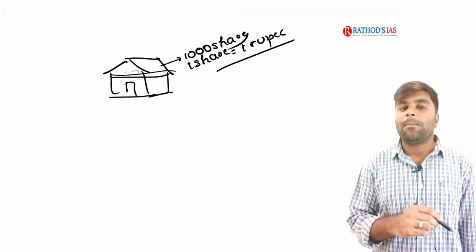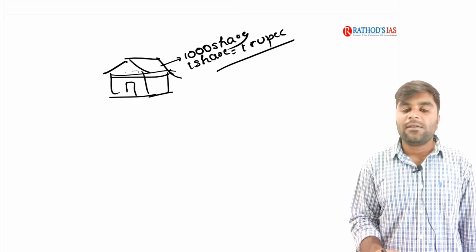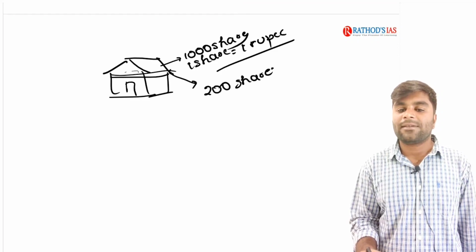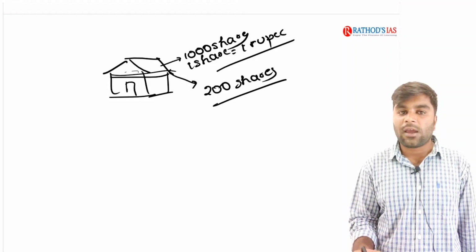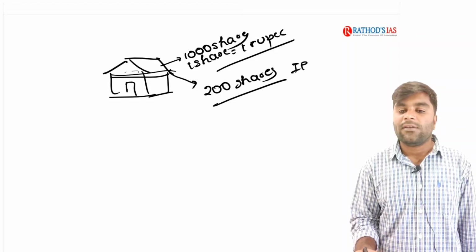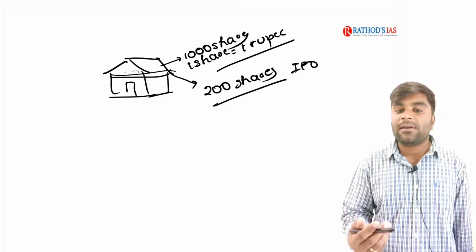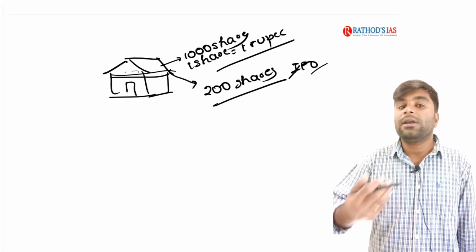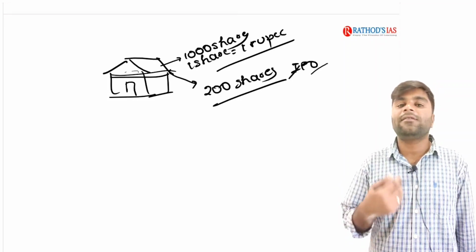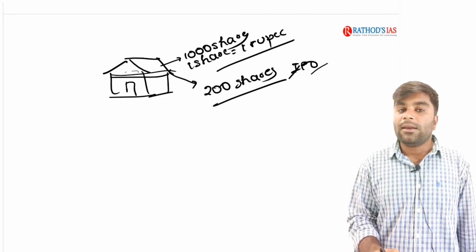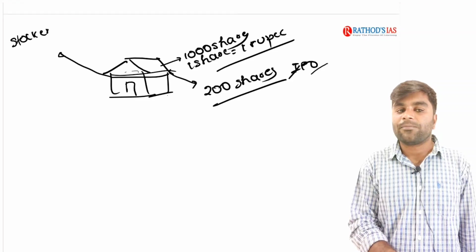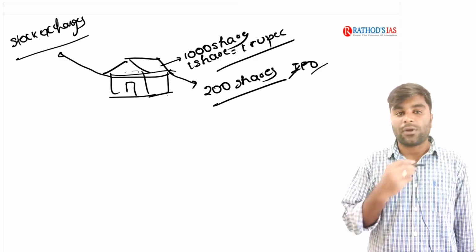Now, this company is completely owned by the promoters. Imagine the company sells 200 shares to the public for the first time. It is called an initial public offering. The name itself suggests initial, for the first time. Public offering means offering its shares to the public. By the initial public offering, the company gets listed in any of the stock exchanges.